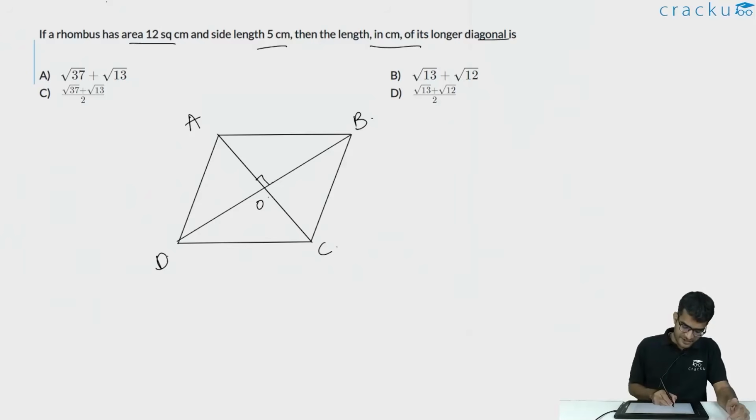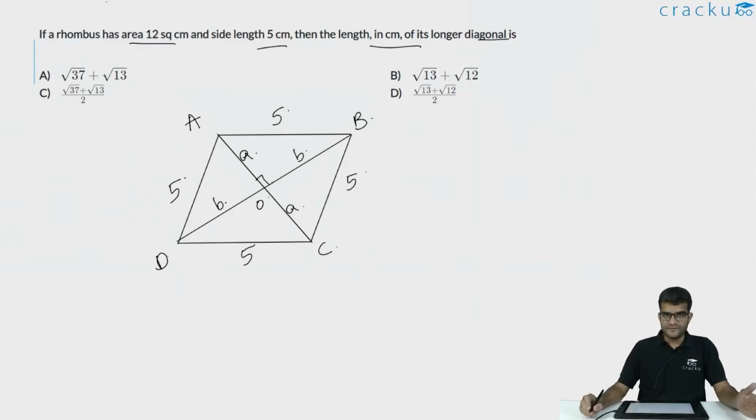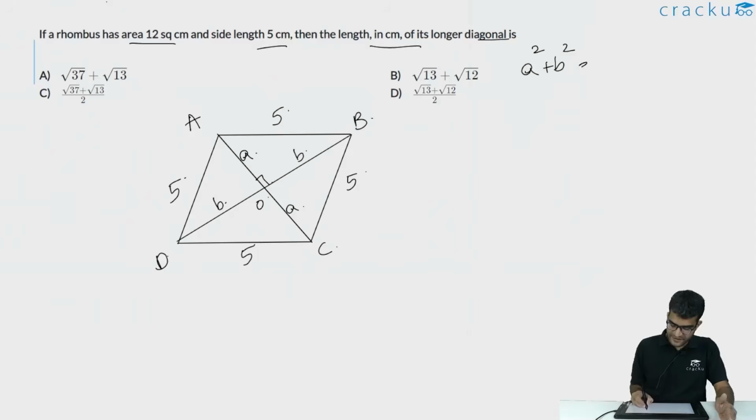So let us assume that DO is b and BO is also small b. Let us assume that AO is small a and CO is small a. We know that each side of the rhombus is 5 centimeters. So if you are looking at any of the triangles AOB or BOC or COD or DOA, all of them are right angle triangles. So using Pythagoras theorem, a square plus b square will be equal to 5 square, which is 25.